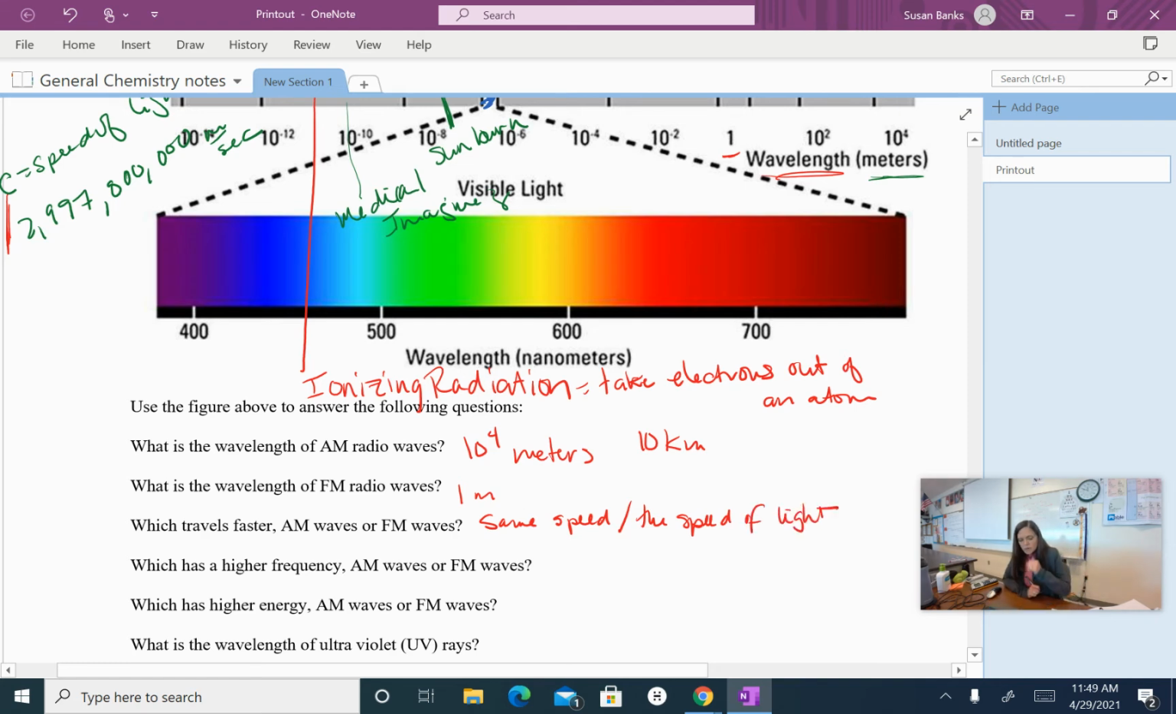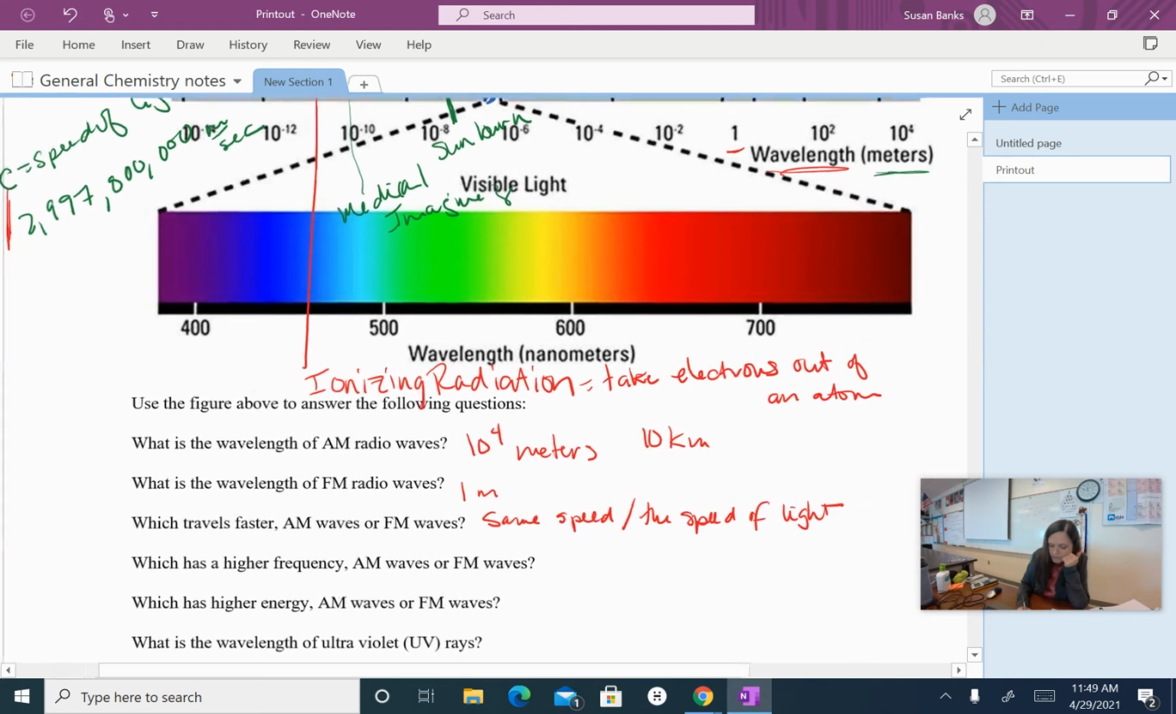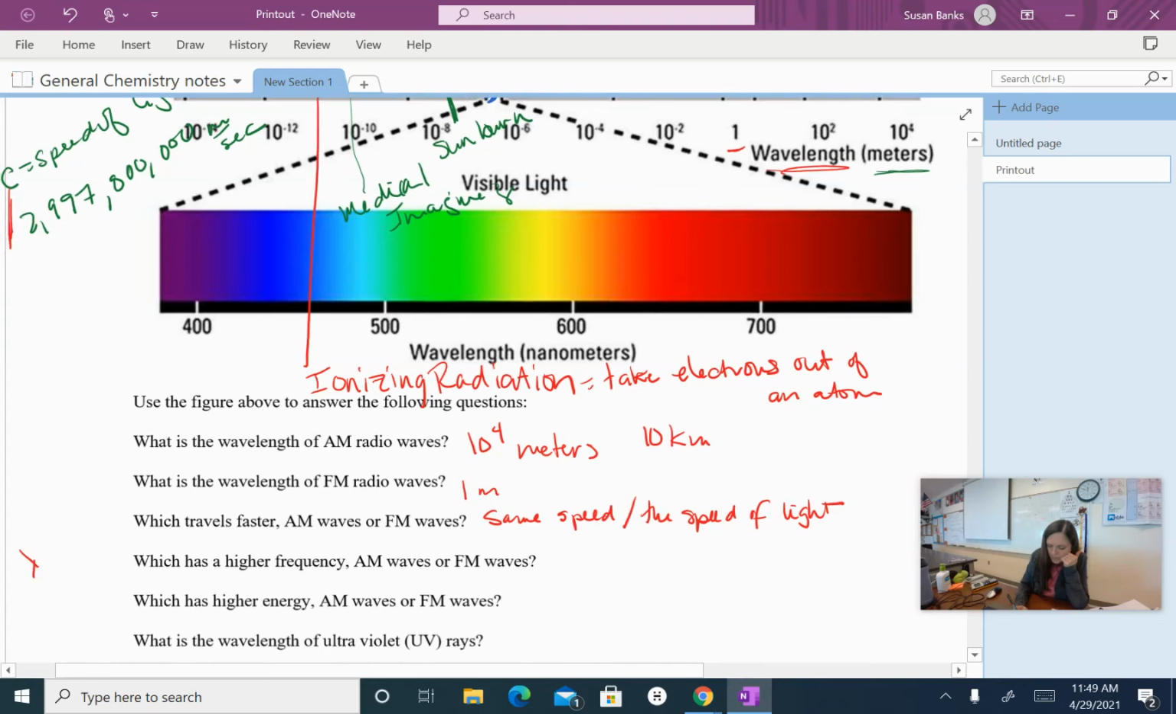Okay, which has a higher frequency? Okay, remember we said that the frequency is proportional to the opposite of the wavelength. So if AM has bigger wavelength, it's going to have lower frequency than FM. FM has shorter wavelength, so it's going to have more frequency. So FM has higher frequency.